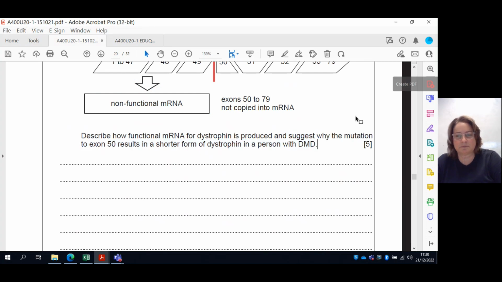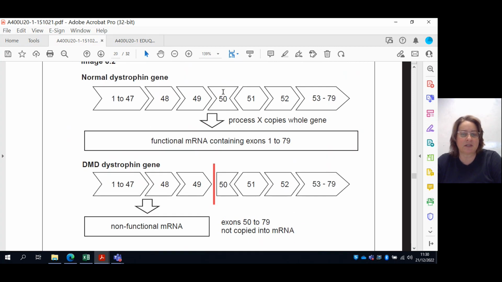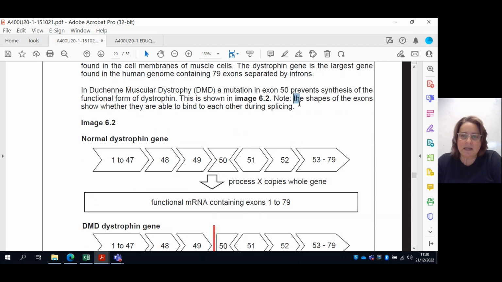Suggest why the mutation in exon 50 results in a shorter form. That is now making you think, hold on a second, 50 is broken, 50 can't be used, something is damaged on it. 49 would like to bind onto something, can't bind onto 51 because simply the messenger RNA fragments are not working, so exon 49 and exon 51 can't bond. So therefore we need to skip 51 as well. So 52 is the next one it can copy to again, because that's where the exon fragments will be able to bind to one another. As per this sentence, the shapes of the exons show whether they're able to bind to one another during splicing.